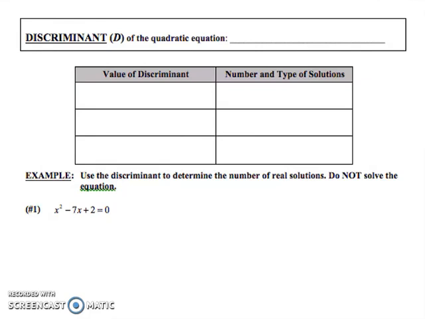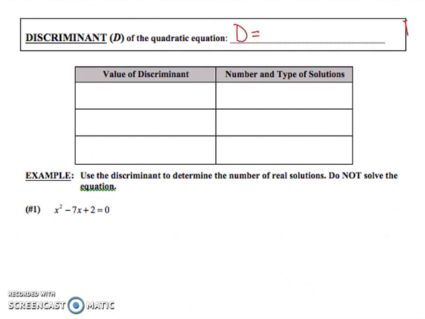This is Pre-Calculus, Section 1.5, Day 2 Notes, Part 2. We're still talking about quadratic equations, and whenever we talk about quadratic equations, we always talk about the discriminant. The discriminant of the quadratic equation is the part of the quadratic equation that's under the square root.